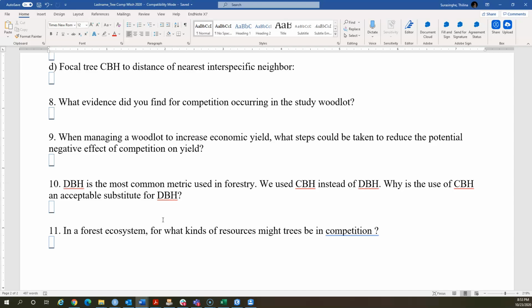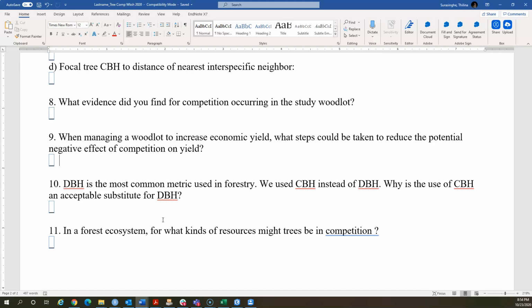Number 9, when managing a woodlot to increase economic yield, what steps could be taken to reduce potential negative effects of competition on the yield? So what happens? Let's say you own a forest and you are a private forest owner and you manage that for timber harvesting, and that happens a lot in the United States, right? USDA, United States Department of Agriculture, US Forest Service manages lots of forests to extract timber sustainably and sell it and makes money out of it.